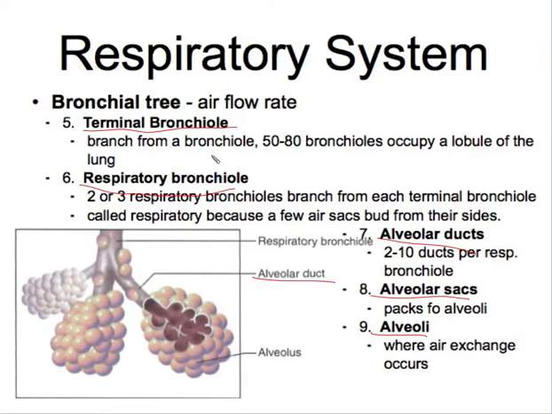You can skip the intralobar. You need to know the terminal bronchiole. I think I kind of grouped these two together, terminal and respiratory, which go to your alveolar ducts, alveolar sacs, and alveoli. Those are the terms that you need to be familiar with.